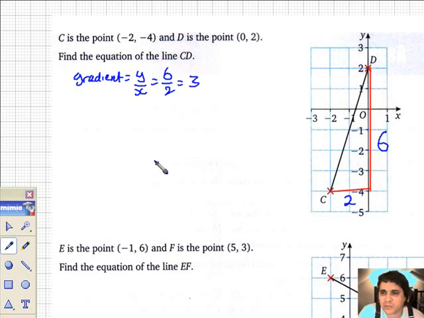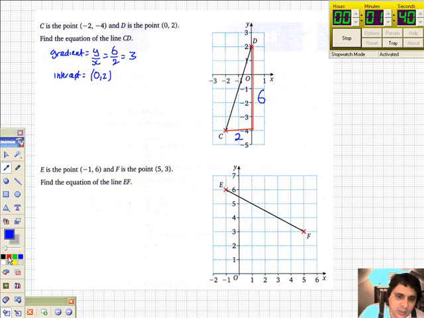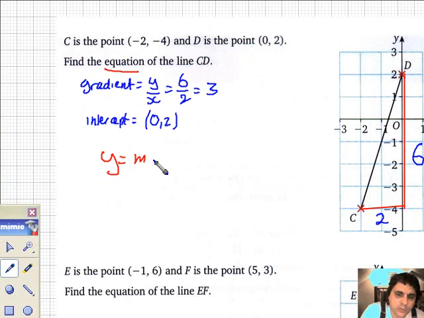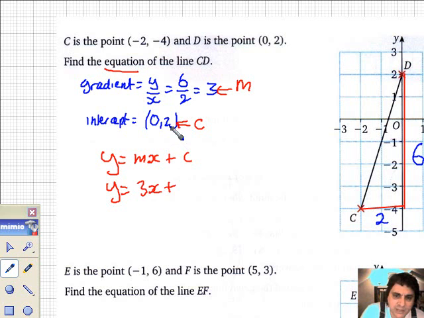Now, to find the equation, I must also note the intercept. My question to you is, where does the line cross the y-axis? Answer, right there on 0, 2. So the intercept is 0, 2. Put it all together, let's get an answer. What is the equation of the line? y equals mx plus c. That's your m, your 3, and that's your c, your 2. Substituting into the general equation, y equals 3x plus 2.